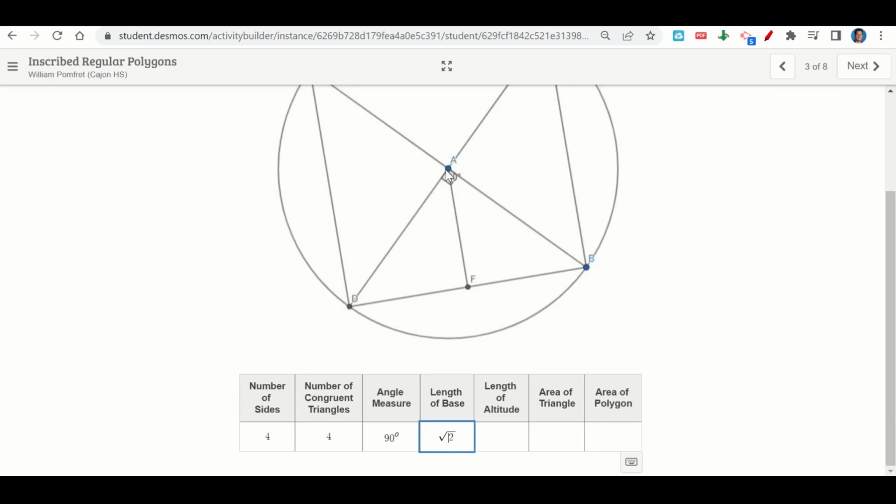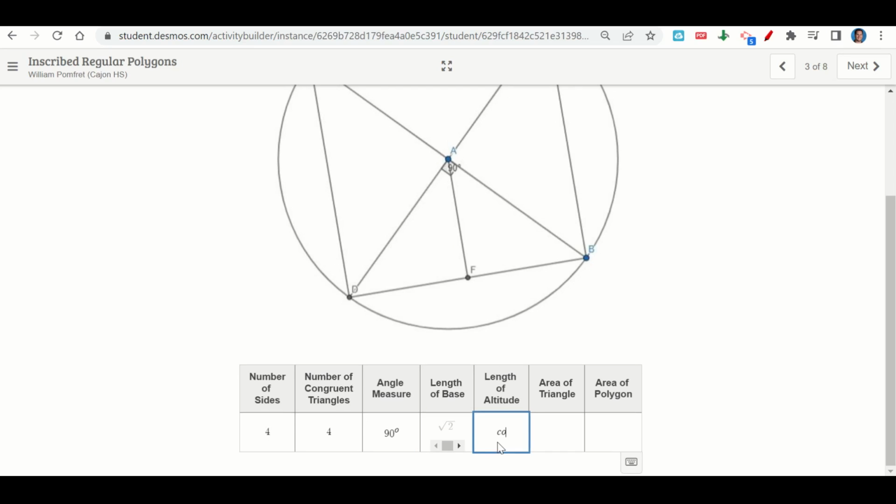Then the altitude, which is this side here, the altitude is cosine of 1/2 of the angle measure that we came up with, so 45 degrees. So it's really cosine of 45 degrees, which is square root of 2 over 2. And again, we can round that and figure out what that is.